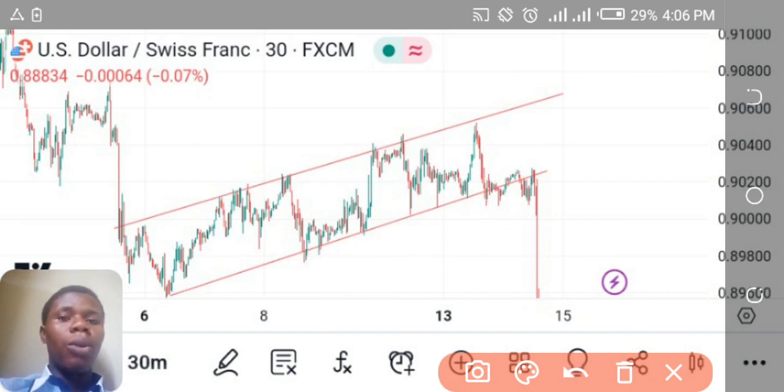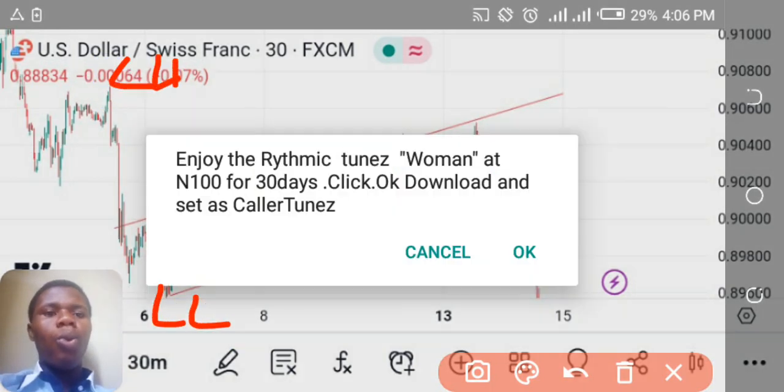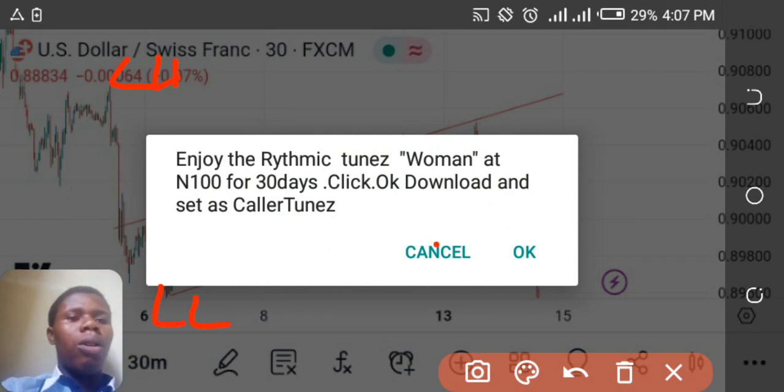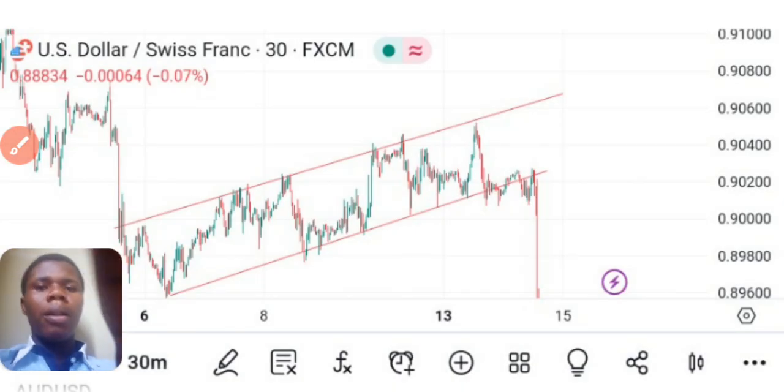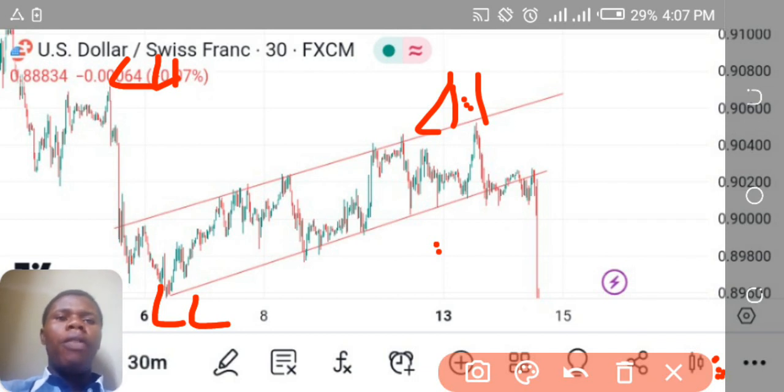Now I need you to understand one secret. This was a lower high. The market is bearish, right? Lower low. Then we have lower high. Now, if you check very well, this market here did not go above this. Why? It's because the market knows what they are doing.